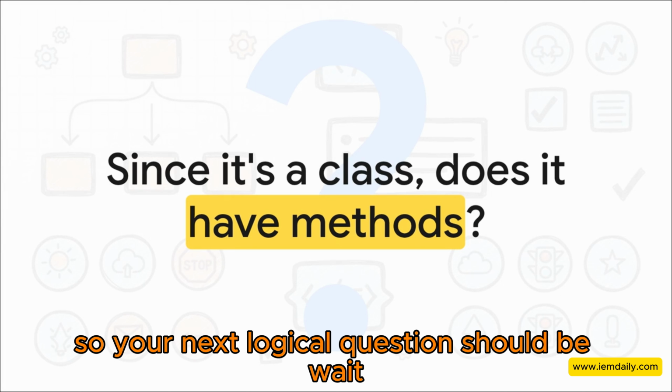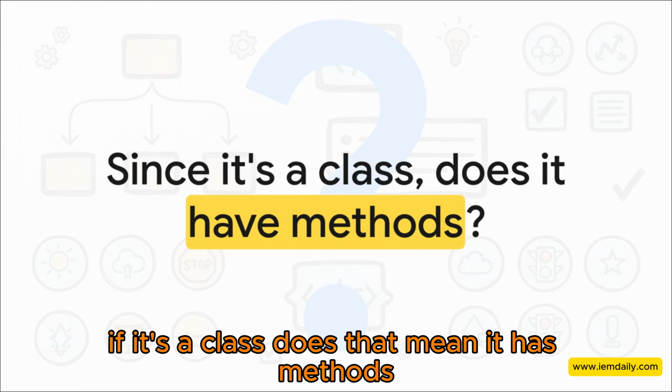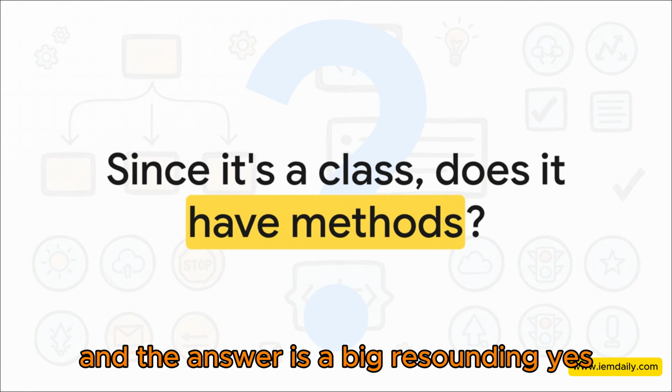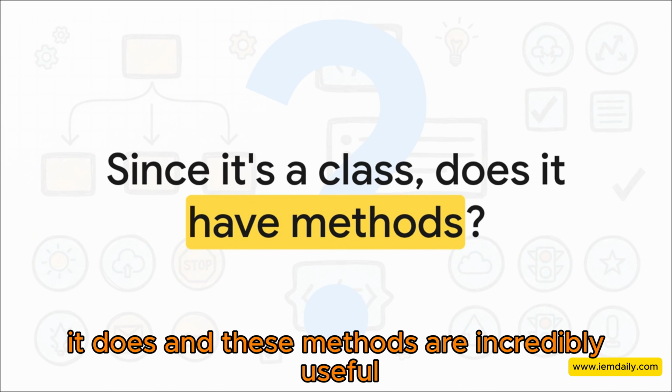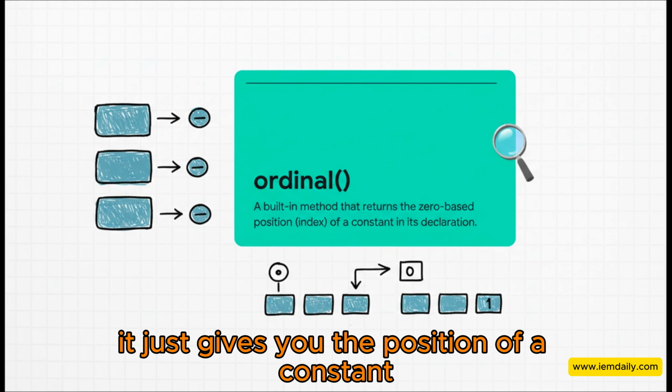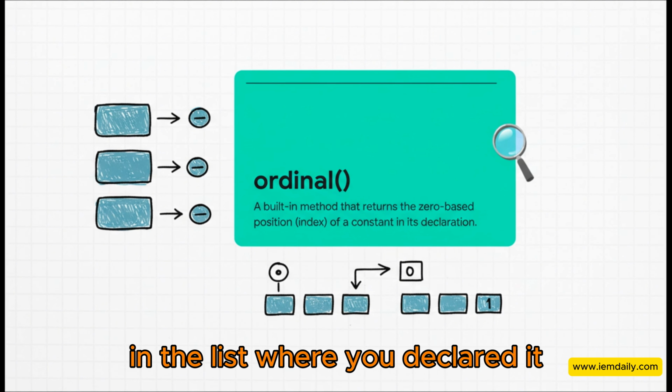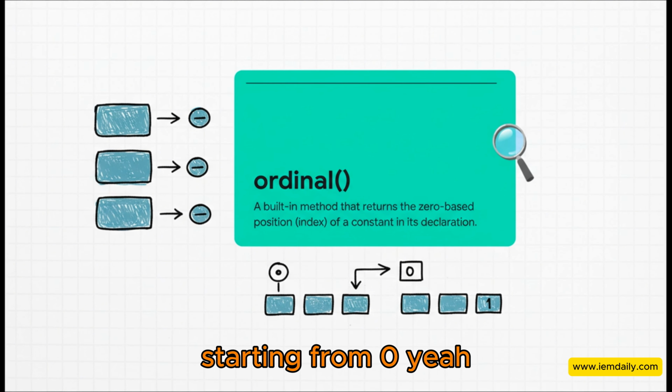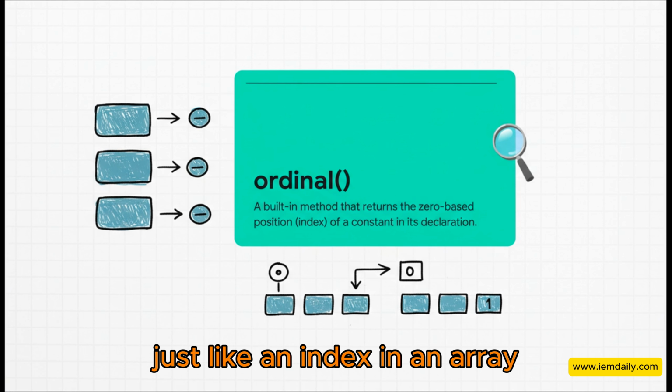So your next logical question should be, wait, if it's a class, does that mean it has methods? And the answer is a big, resounding yes, it does. And these methods are incredibly useful. Let's check out one of the handiest built-in methods, ordinal. It's pretty simple. It just gives you the position of a constant in the list where you declared it, starting from 0. Yeah, just like an index in an array.